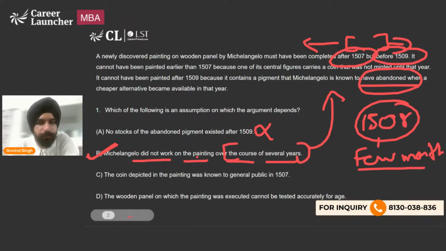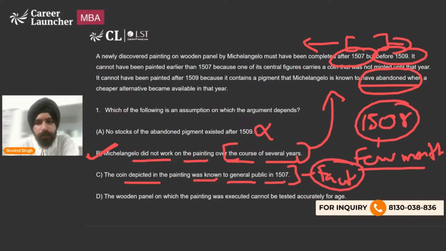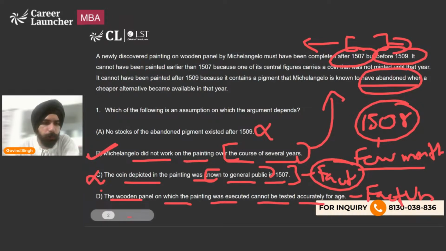Let's look at C and D as well. C says the coin depicted in the painting was known to the general public in 1507. Now this is just a fact which is very irrelevant to our argument. What do we do if it was known to the general public? This is unrelated, right? Option D says the wooden panel on which the painting was executed cannot be tested accurately for age. Again, a fact which is unrelated to the argument. So wrong option. B becomes the best option and the correct assumption, right?